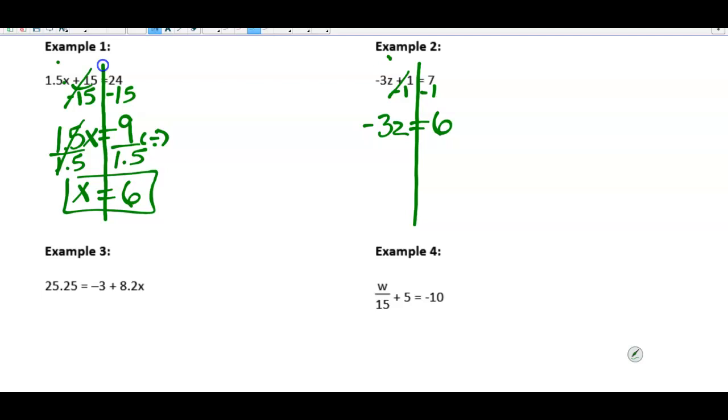My next step is then to get rid of negative 3 times z by dividing by negative 3. Divide by negative 3, and I use the fraction bar because that's division. Those cancel. I'm left with z equals, and then 6 divided by negative 3 is negative 2. When you use your calculator and you put in numbers, make sure you're careful with the positives and negatives.